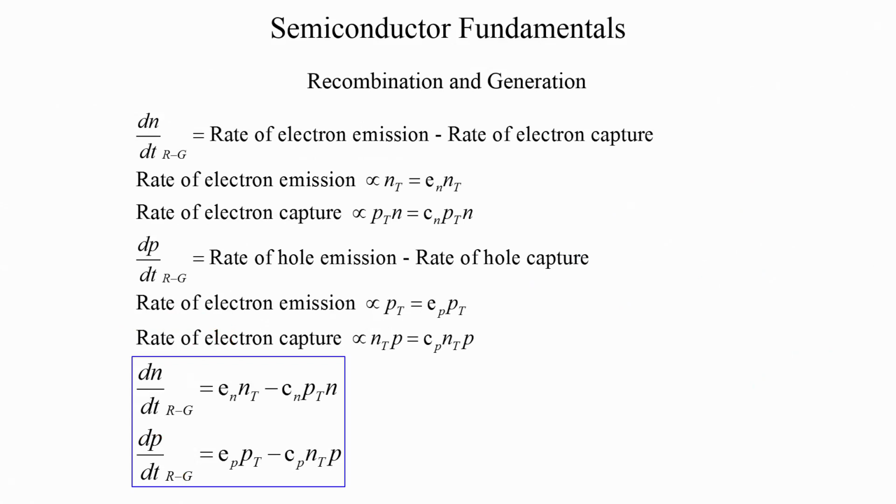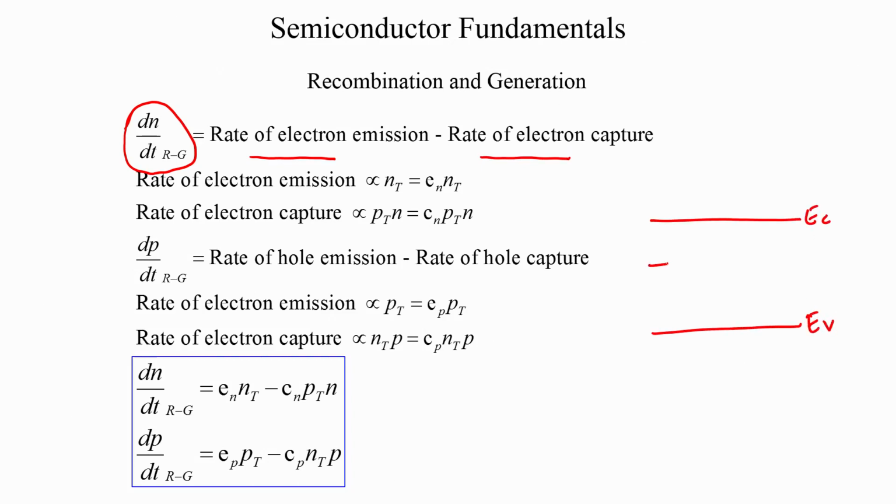So, what is the rate of change of electrons due to RG processes? Any change would depend upon the rate at which electrons are emitted minus the rate at which the electrons are captured. So, you have your conduction band edge, you have your valence band edge, and you have some trap states here. Some of these trap states are occupied by electrons, and you have some free electrons there.